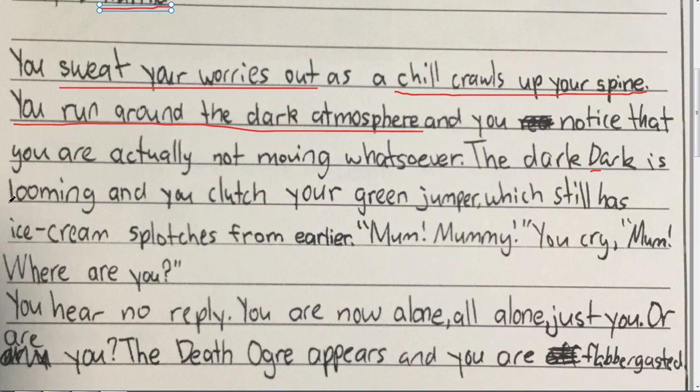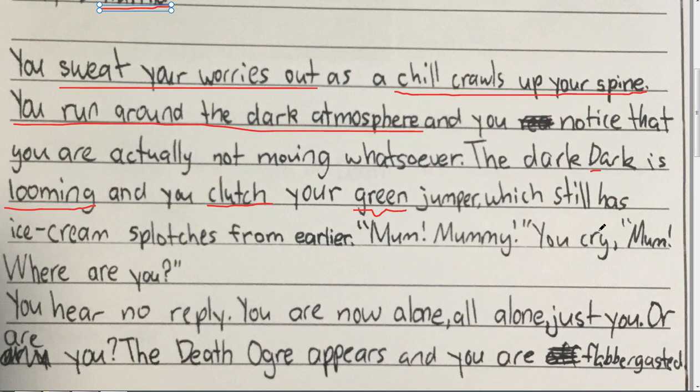The dark, dark is looming. I love the use of looming there, great word. And you clutch, nice verb, which implies her feelings of worry. Your green jumper, yeah, I'm not sure why you need to say green at that point. It sort of undermines the tone, which still has ice cream splotches from earlier. Yeah, earlier in the story he went to the shop to buy ice cream. So that's a good link to the original part of the text.